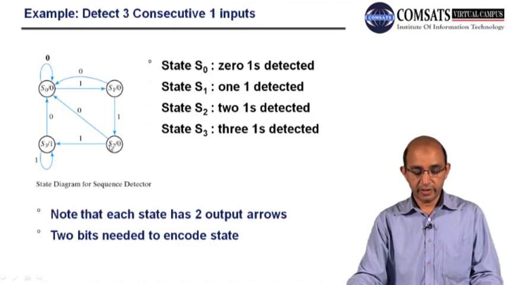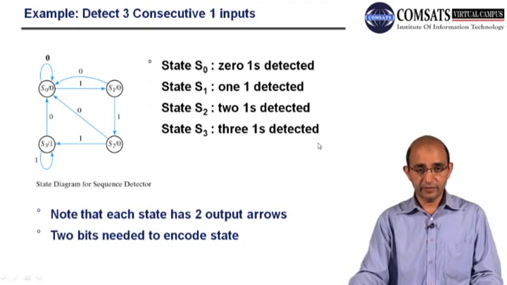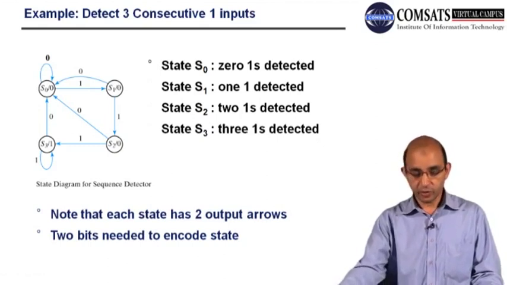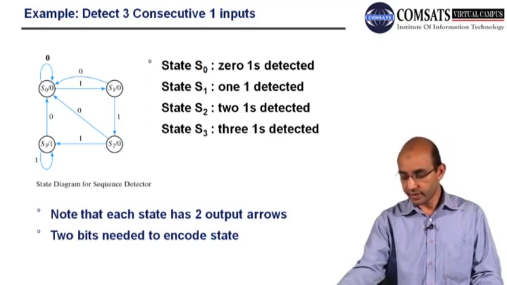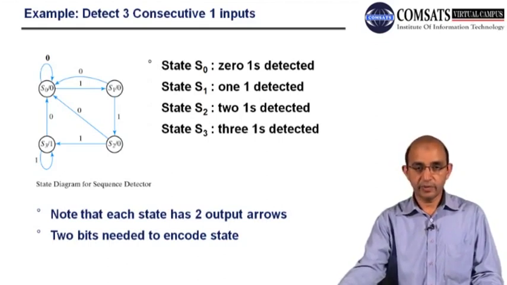And from here you can see that if 0 is applied, we will move back to the S0. If 1 is applied, then we have a transition to S3. At S3, three 1s are detected, so that's it, and that will finish the job, because we have to design a circuit that is able to detect 3 consecutive ones.